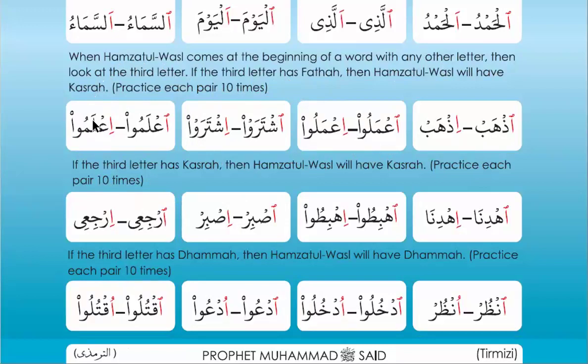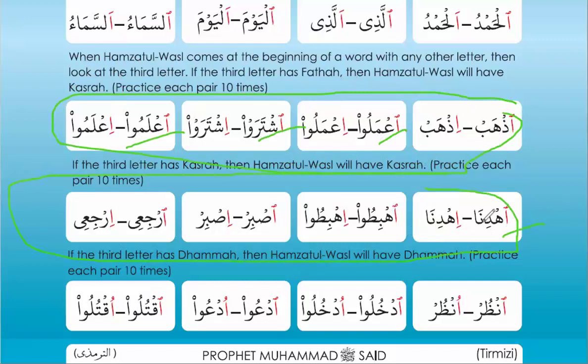If the third letter is a fatha or if it is a kasra, right? Fatha over here, fatha for these examples, right? And kasra for these examples. This Hamzatul Wasl will get a kasra, kasra, kasra, kasra for the kasra as well. Look, what are we looking at again? So you have to explain this to them quite carefully.